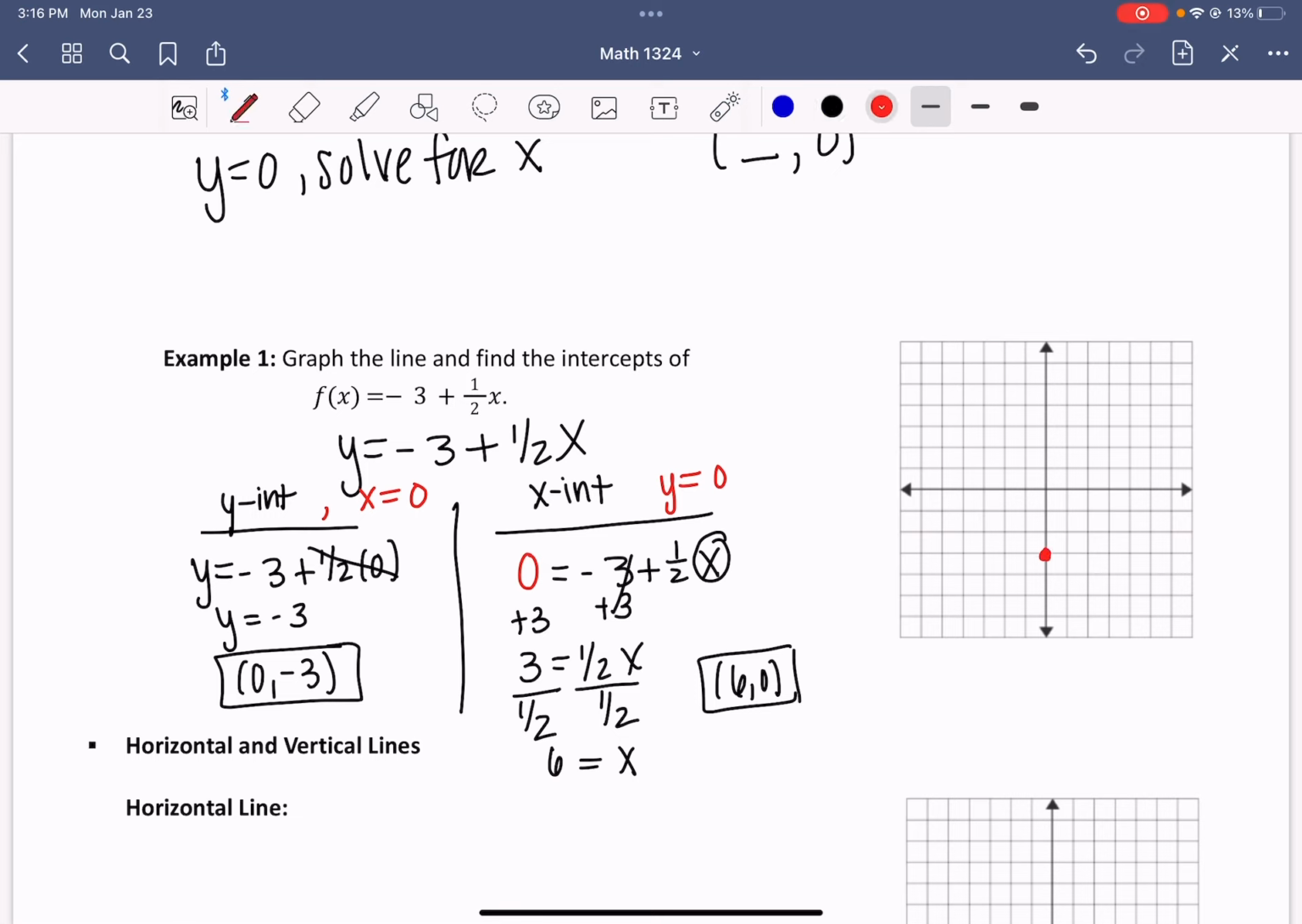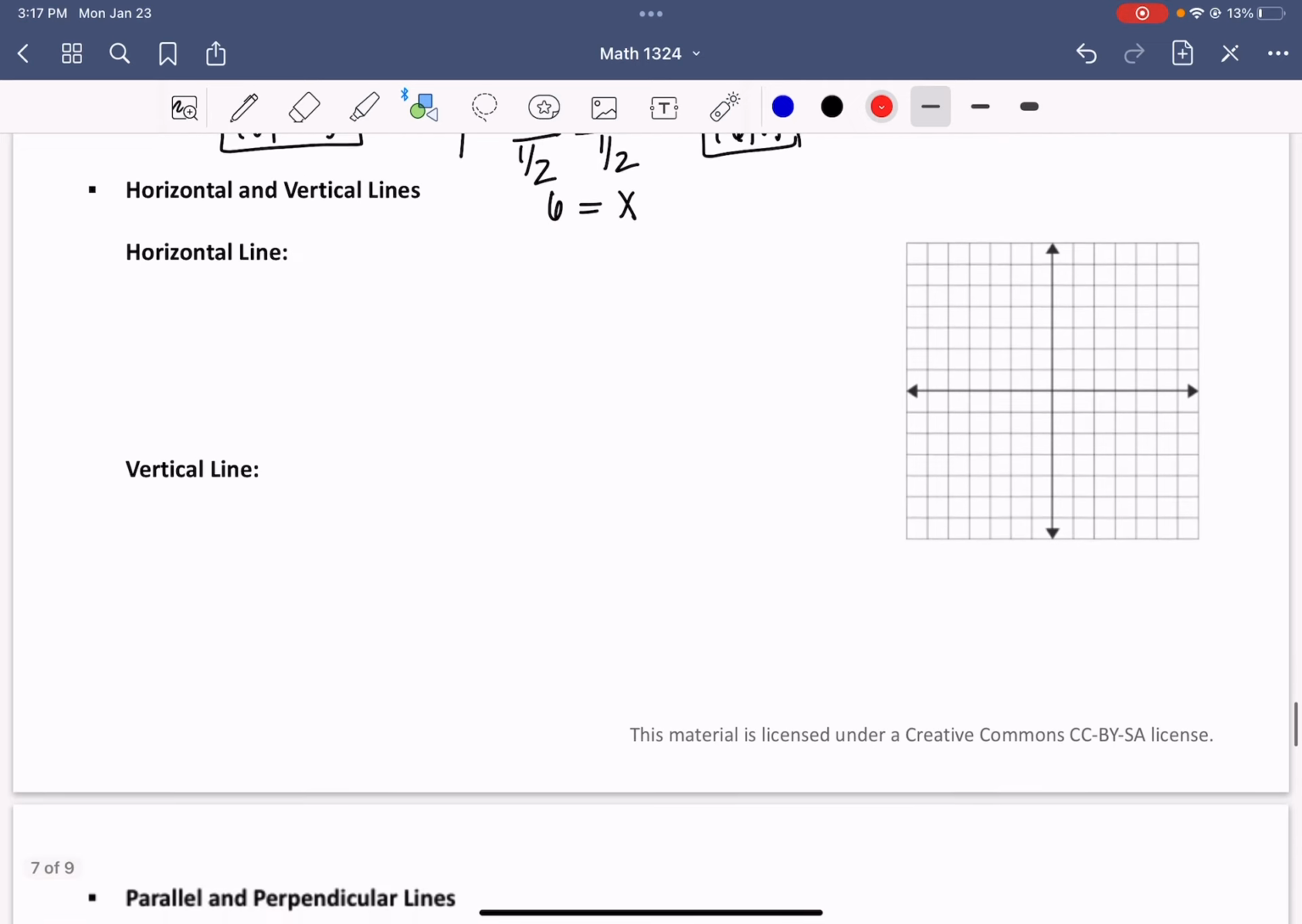So I'm going to come over here to my graph. I'm going to make a dot at 0, -3. So I can place it here, and then I'm going to make a dot at 6, 0. So 1, 2, 3, 4, 5, 6. And then I'm able to connect those two together. And so with this situation, we're just looking at the two intercepts. Again, there's a lot of application that we can see with the intercepts, but we're just kind of starting with the foundational skills. So we have our x and y intercepts.